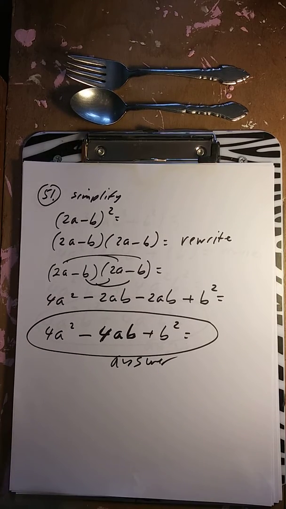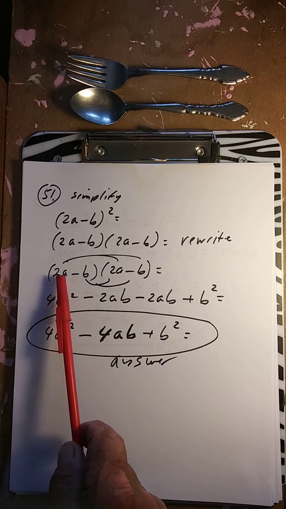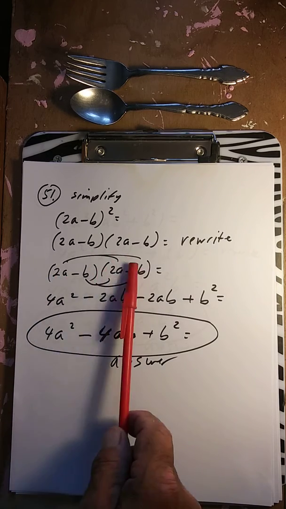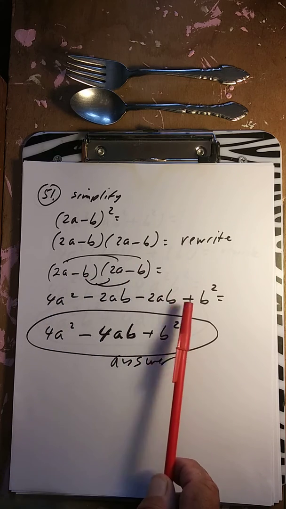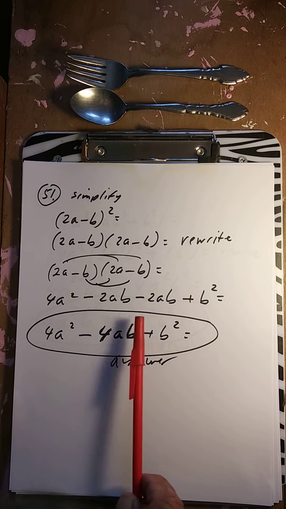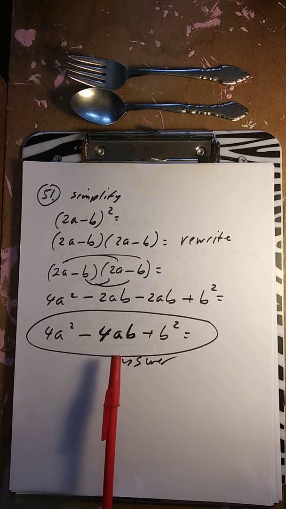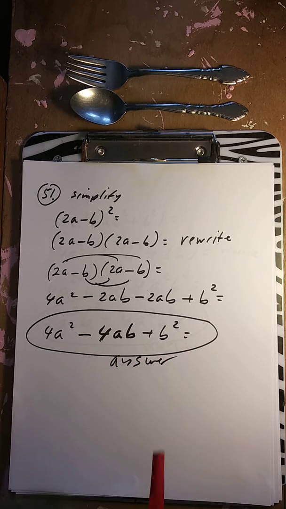2a minus b squared. Rewrite it: 2a minus b, 2a minus b. 2a times 2a is 4a squared. Then negative 2ab, another negative 2ab, and b times b is positive b squared. Notice the negative 2ab and negative 2ab. Put these together, it's going to give you negative 4ab in the middle. 4a squared minus 4ab plus b squared.